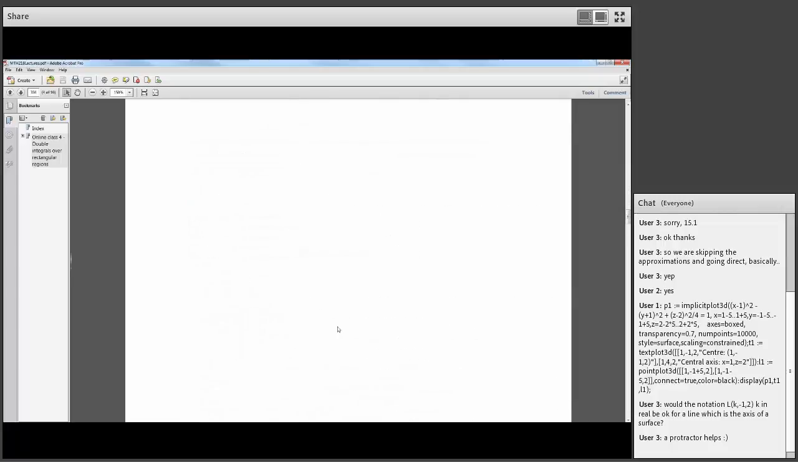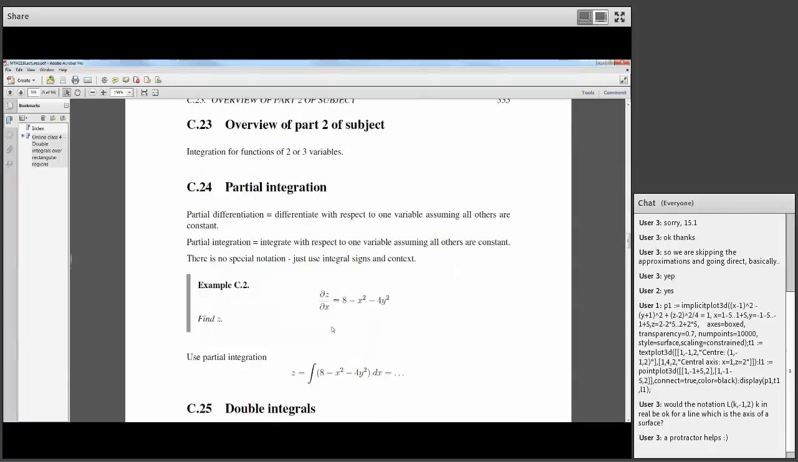So taking a step back, first of all, these double integrals really require knowing the idea of partial integration.